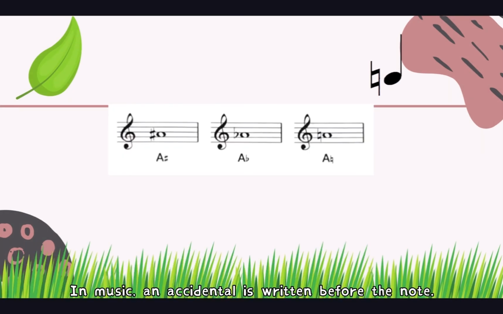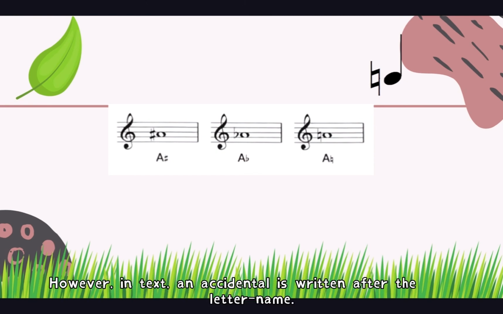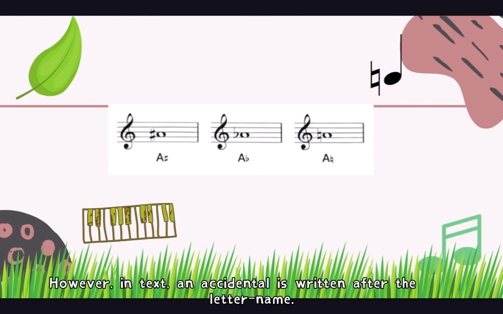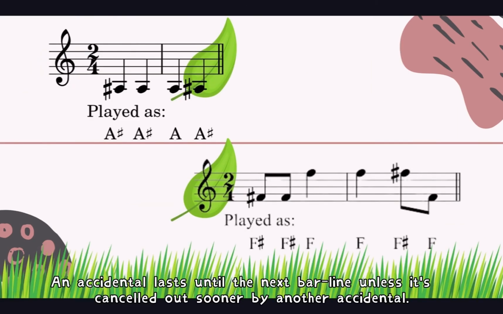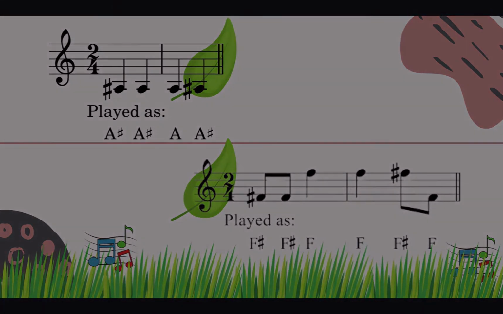In music, an accidental is written before the note. However, in text, an accidental is written after the letter name. An accidental lasts until the next bar line, unless it's cancelled out sooner by another accidental.